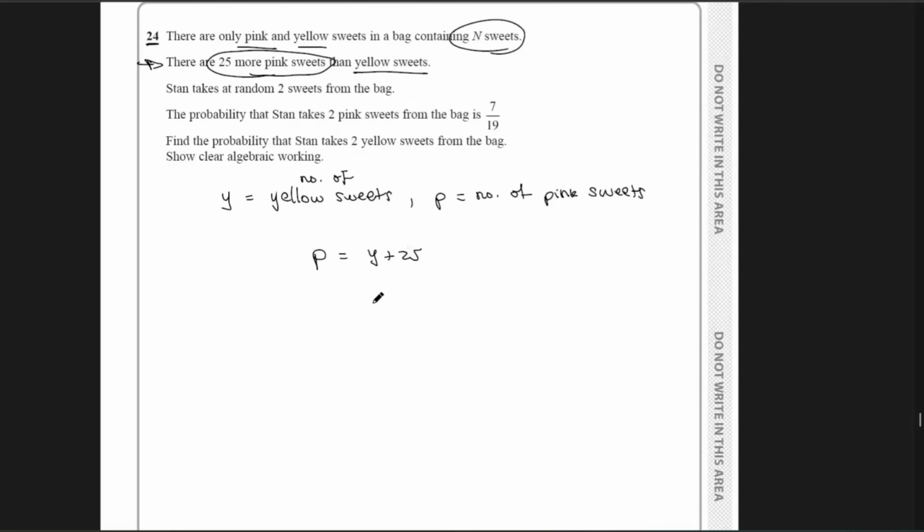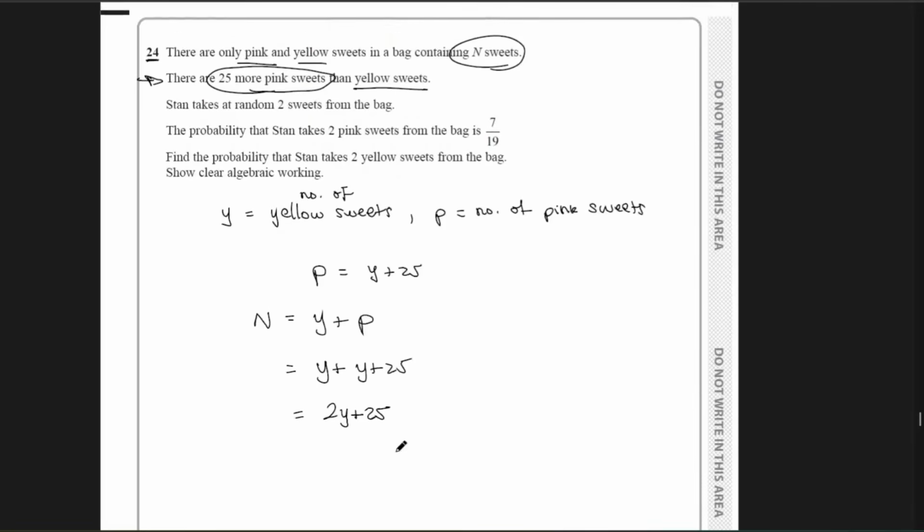And the total number of sweets is n. That would become y plus p. Total number of sweets is number of yellow sweets plus number of pink sweets. If we want to write number of pink sweets in terms of y, this becomes y plus 25. So the total number of sweets would be 2y plus 25. That's the expression for the total number of sweets, 2y plus 25.